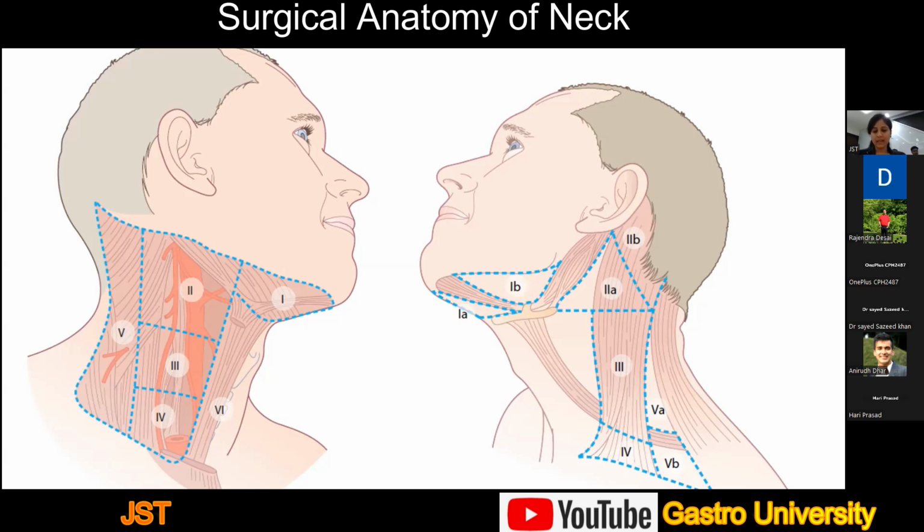2 is from the skull base till the hyoid, and 3 is from the hyoid till the lower border of the cricoid, and from the cricoid till the clavicle is the level 4. Level 5 is the supraclavicular and the occipital group of lymph nodes.